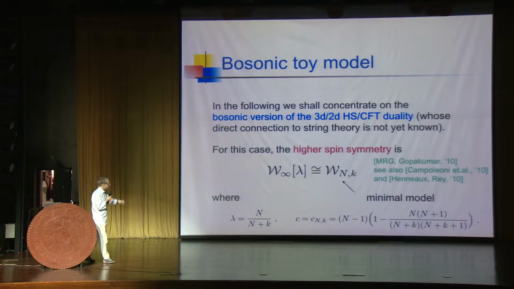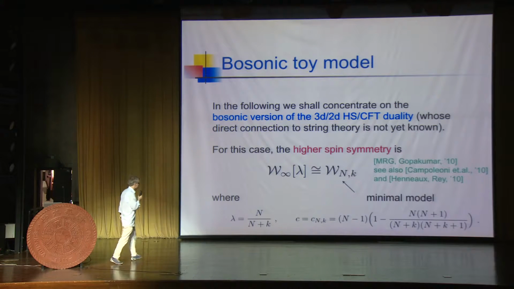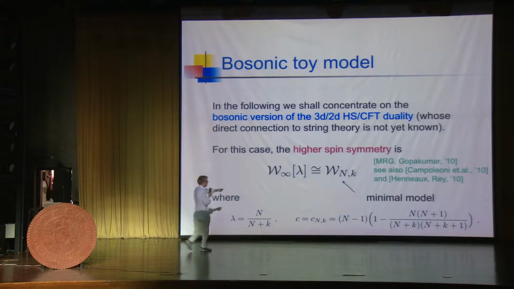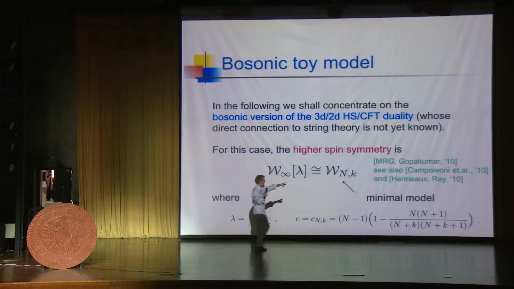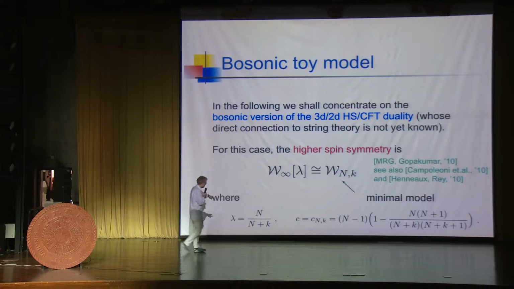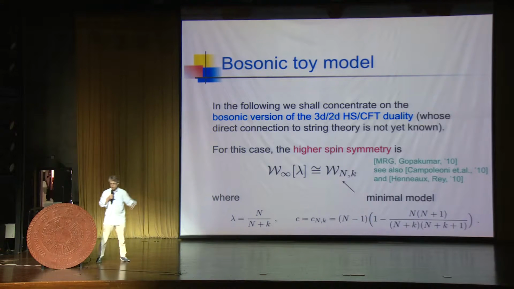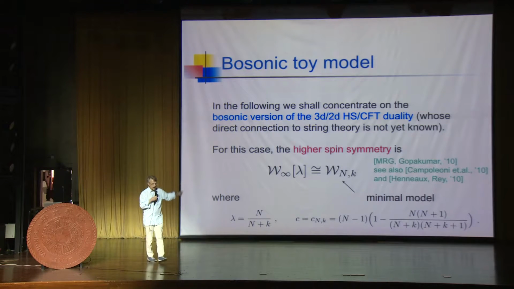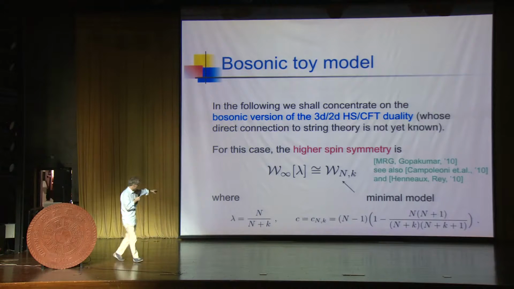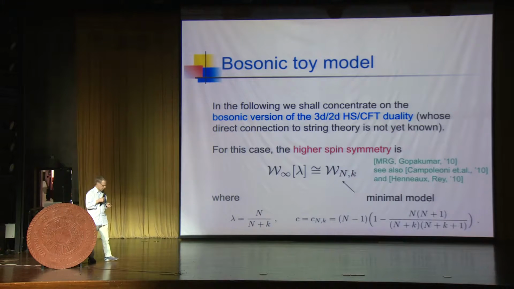So in that case, the higher spin symmetry is this W infinity of lambda algebra, which you can think of as the minimal models W_{N,k} in the limit where the lambda parameter is N over N plus k, and the central charge of this W infinity algebra is the standard minimal model central charge. The classical description in which you can match it to a higher spin description is the limit in which you take N and k large with the ratio N over N plus k equal to lambda kept fixed.